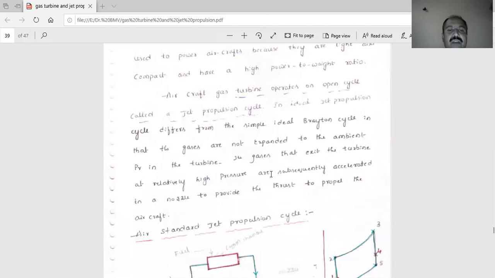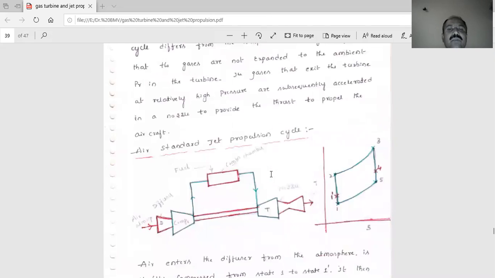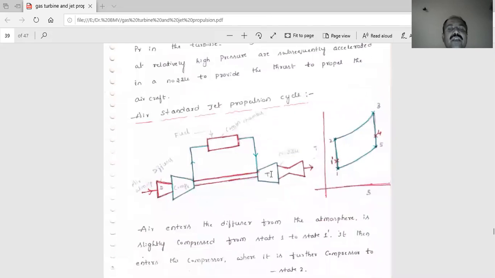Here, the air standard jet propulsion cycle consists of an open cycle gas turbine. The open cycle gas turbine consists of a compressor, combustion chamber, and turbine. In the open cycle gas turbine, the expanded gas is leaving into the atmosphere. But here the expansion of the exhaust gas takes place through a nozzle. This is a major component existing in the jet propulsion cycle.